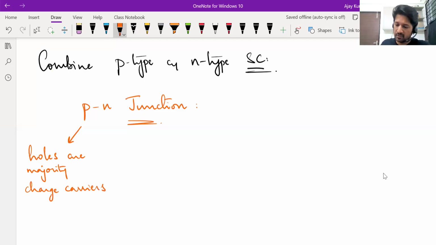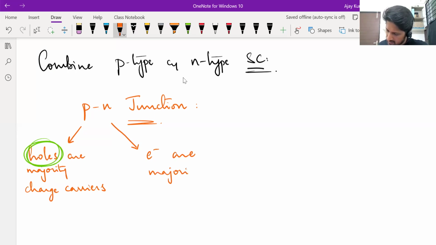Okay, in P-type, positively charged holes are the majority charge carriers. And in N-type, negatively charged electrons. See, loosely we call them electrons, but we are referring to conduction electrons. So electrons are the majority charge carriers in n-type.